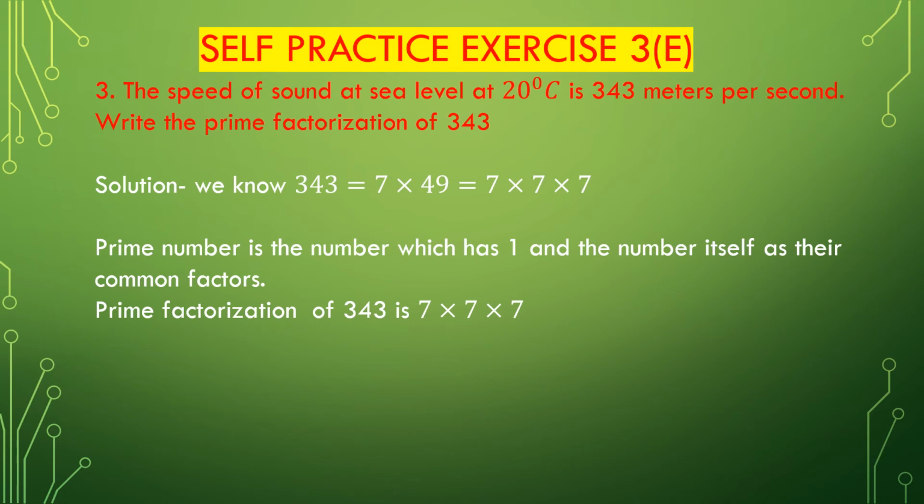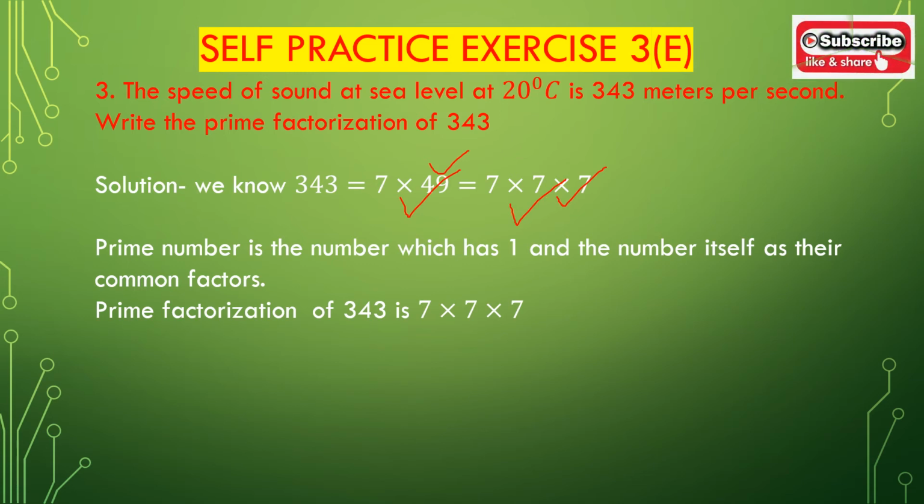Now we solve question number 3. Question number 3 is: the speed of sound at sea level at 20 degrees Celsius is 343 meters per second. Write the prime factorization of 343. We know when we multiply 7 with 49, we get the number 343. When we multiply 7 with 7, we get 49. So 343 is 7 multiplied with 7 multiplied with 7.